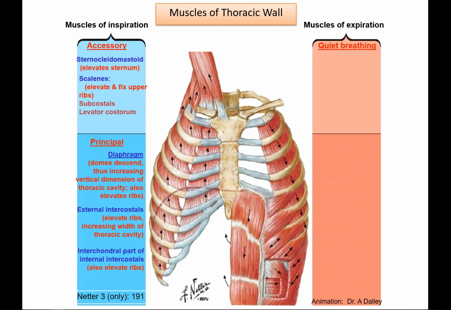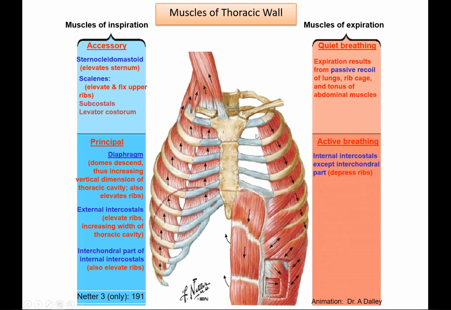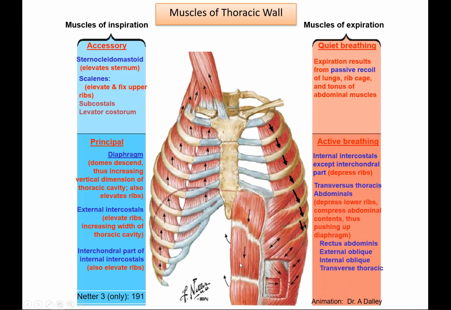Muscles of expiration: quiet breathing is just the passive elastic recoil of the lungs and rib cage, and the tonus of your abs. During active breathing, you have your internal intercostals, except for the interchondral part, that will help depress the ribs. Then you have the transversus thoracis. This depresses the lower ribs and compresses the abdominal contents, so it'll help push up the diaphragm, right? Transversus thoracis is actually on the inside of the rib cage. The six-pack muscle is the rectus abdominis here. Then you have your external oblique and internal oblique, while the transversus thoracis is on the inside of the rib cage. All of these will help with active breathing.